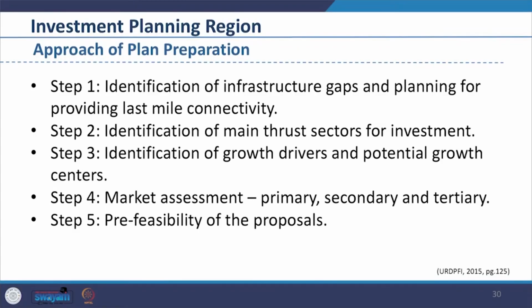As per the recommendation in the URDPFI guidelines, the delineation of the investment region should follow these steps. First, identify infrastructure gaps and plan for providing last mile connectivity, either at the regional or sub-regional level as the case may be. Further, identification of the main thrust sector for investment has to be done. Likewise, identification of growth drivers and potential growth centers is required. Further, market assessment is required, of primary, secondary and tertiary nature. Finally, pre-feasibility of the proposals has to be checked while looking for the delineation of the investment region.